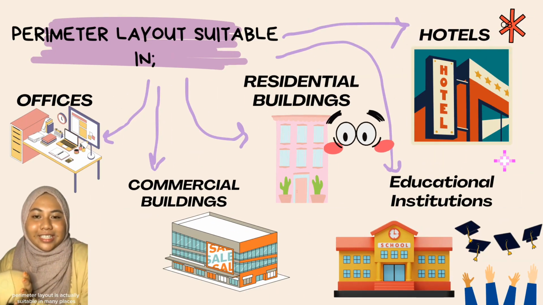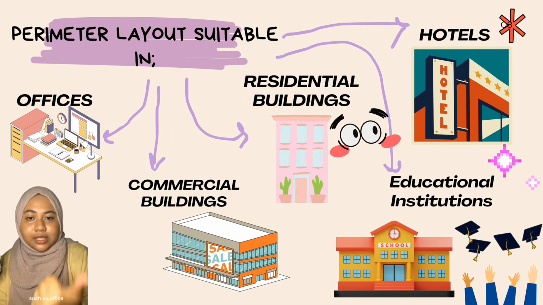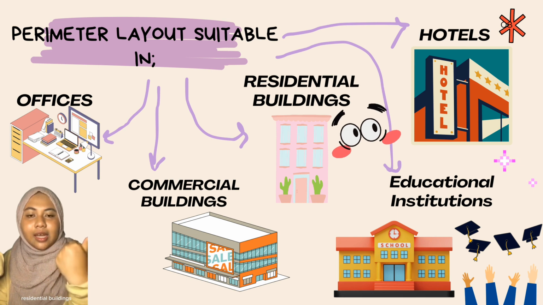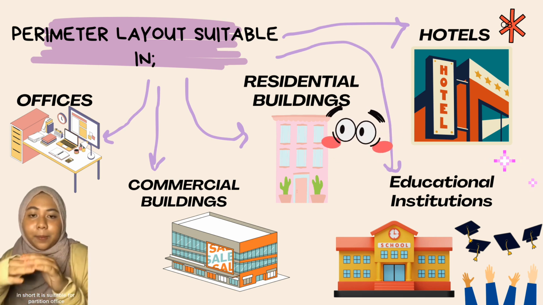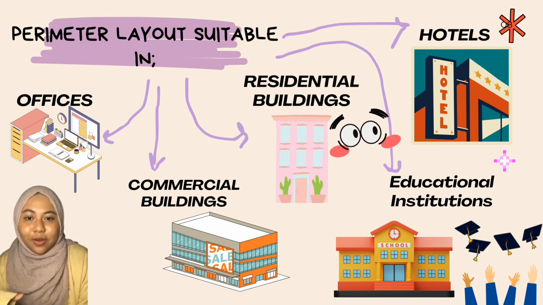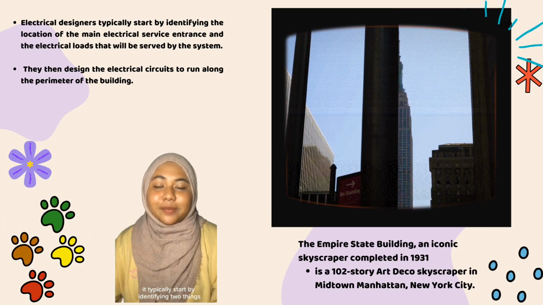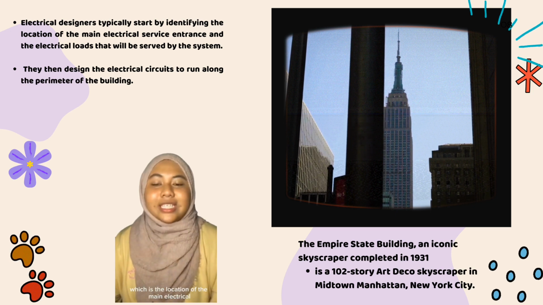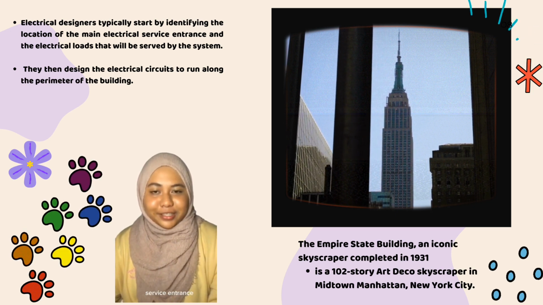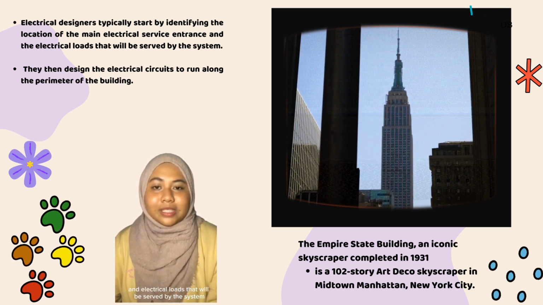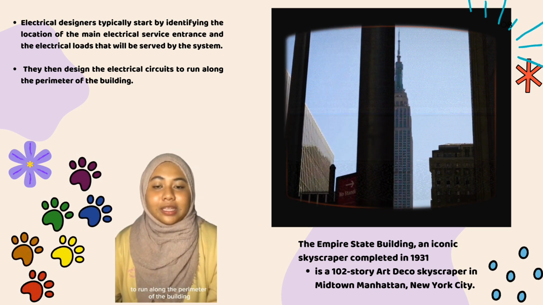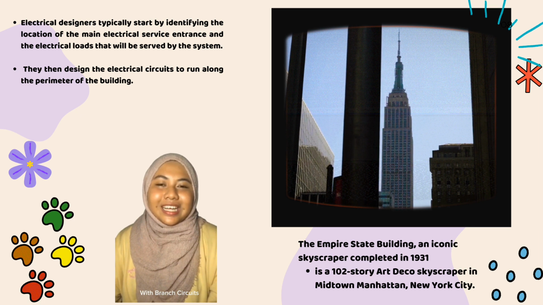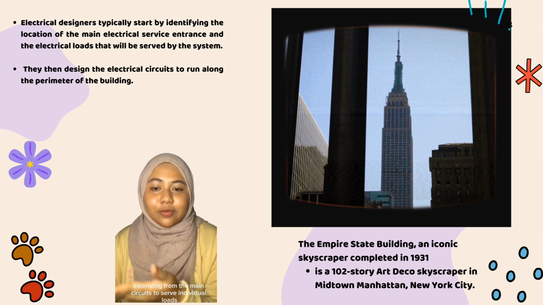Perimeter layout is actually suitable in many places such as offices, commercial buildings, residential buildings, educational institutions, and hotels. In short, it is suitable for partition offices with rooms along the walls. In a building, electrical designers typically start by identifying two things: the location of the main electrical service entrance and the electrical loads that will be served by the system. Then, they design the electrical circuits to run along the perimeter of the building, with branch circuits extending from the main circuit to serve individual loads.